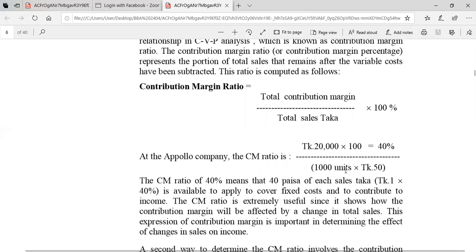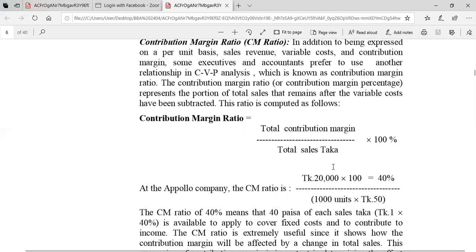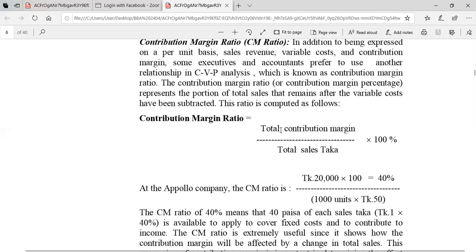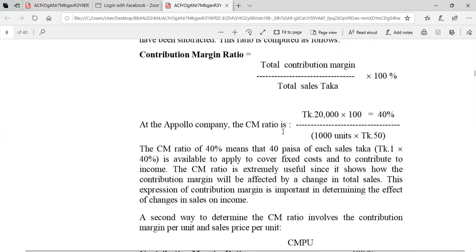Here the total contribution margin is taka 20,000, and total sales in taka is 50,000. So total contribution margin 20,000 divided by sales taka 50,000, multiplied by 100, gives the contribution margin ratio. We can also calculate it as taka 20,000 into 100 divided by 1,000 units sold into taka 50, so taka 50,000. So we easily get the contribution margin ratio of 40%.